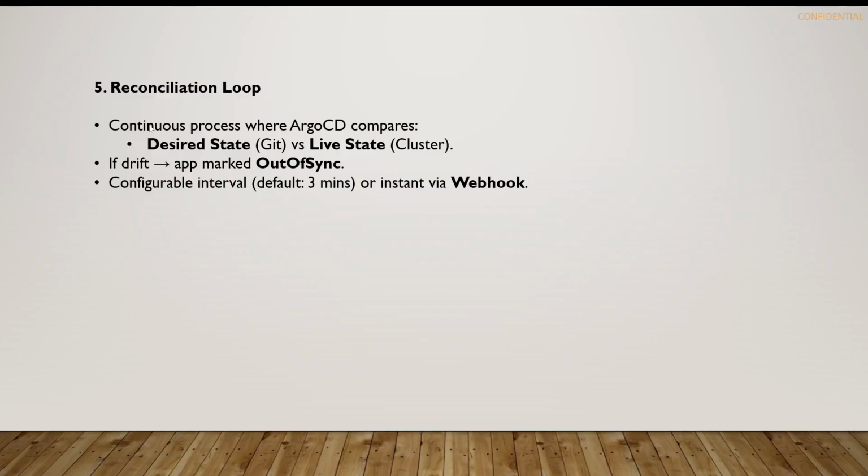And then reconciliation loop. It is a continuous process where Argo CD compares the desired state, which is Git. There we mention what is required, like replica equal to 3, replica equal to 4, our image is nginx version 1 or nginx version 2, whatever we give there. The live state is our cluster. And just now we have seen, right? In case the live state and desired state are not matching, then it will be in the out of sync status. Just now we have seen that it is out of sync, right?